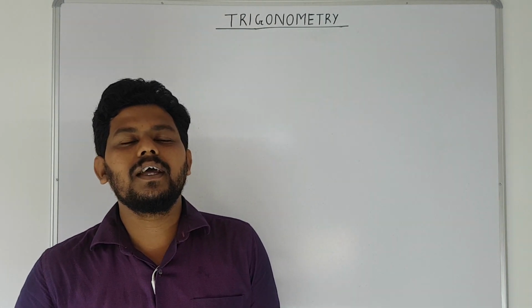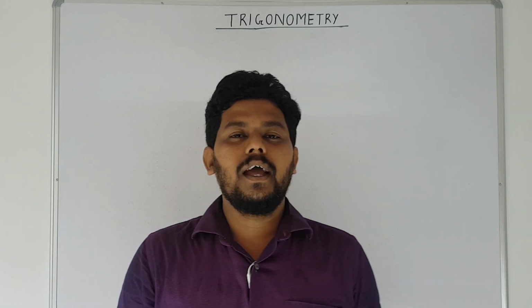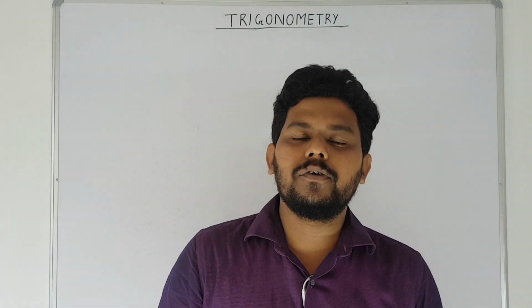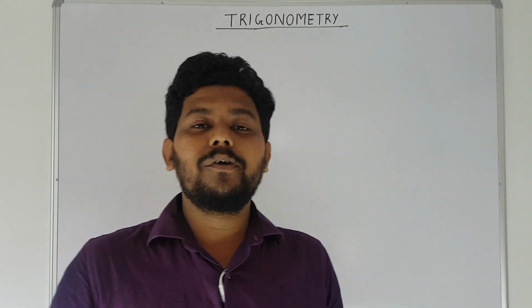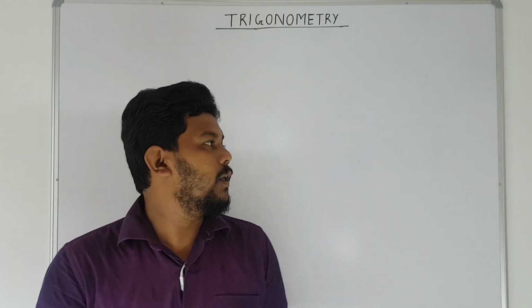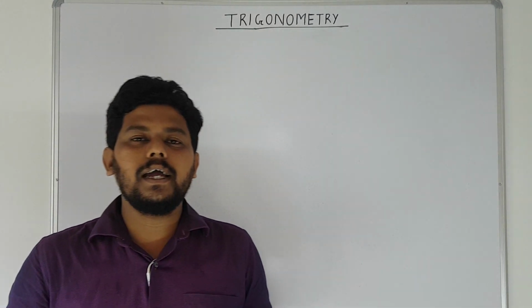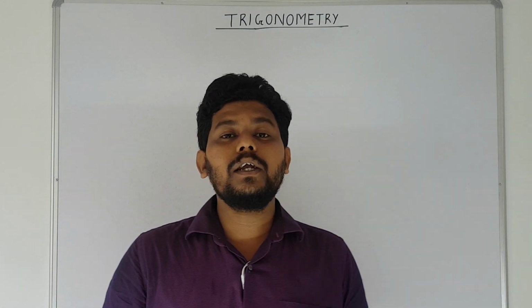Hello viewers, in the last video we discussed angles and their measurement, that is degree and radian measurement of trigonometry and the relation. In today's video we will discuss trigonometric ratios and some identities. So how many ratios are there? There are 6 ratios: sine, cosine, tangent, cotangent, secant and cosecant.